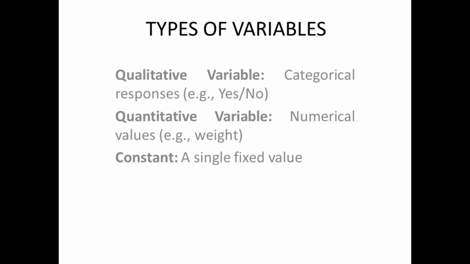Next is types of variables. Now let's define variables. Variables can be defined as qualitative, quantitative, and constant, where a qualitative variable captures categories like hair color. Quantitative variables record numbers like temperature, weight, etc. A constant is a value that doesn't change, like a fixed threshold.